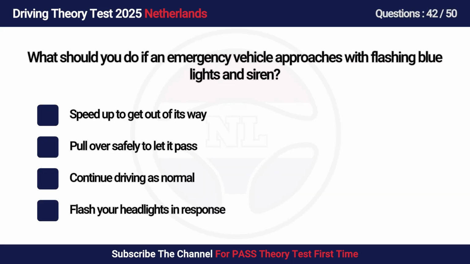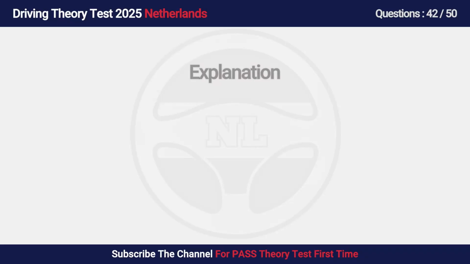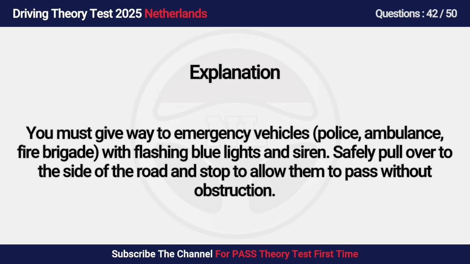Question 42. What should you do if an emergency vehicle approaches with flashing blue lights and siren? A. Speed up to get out of its way. B. Pull over safely to let it pass. C. Continue driving as normal. D. Flash your headlights in response. Answer is B. Pull over safely to let it pass. You must give way to emergency vehicles, police, ambulance, fire brigade with flashing blue lights and siren. Safely pull over to the side of the road and stop to allow them to pass without obstruction.